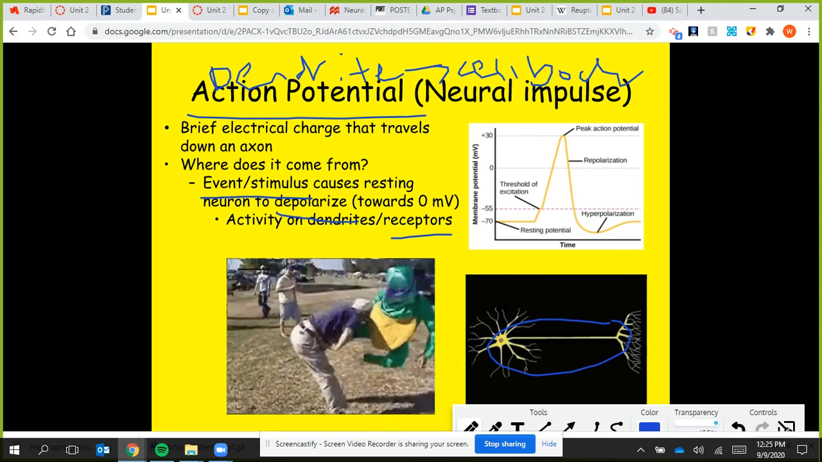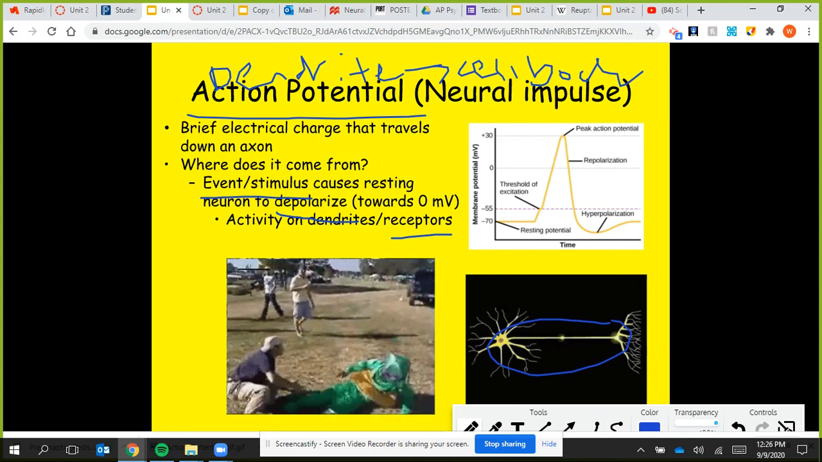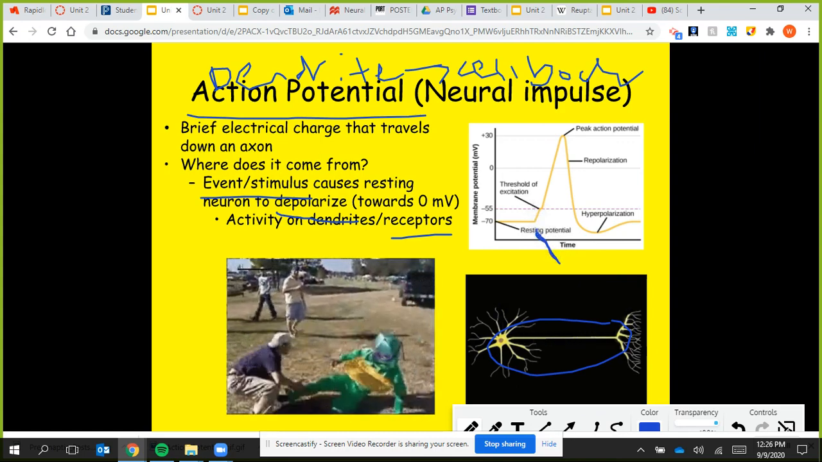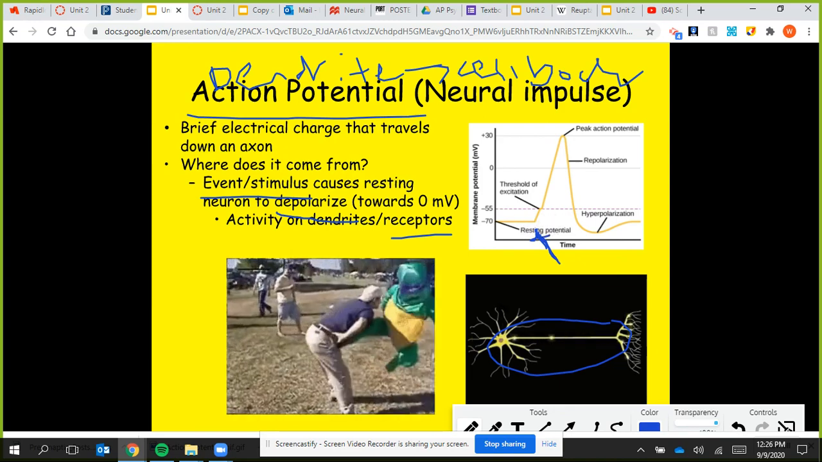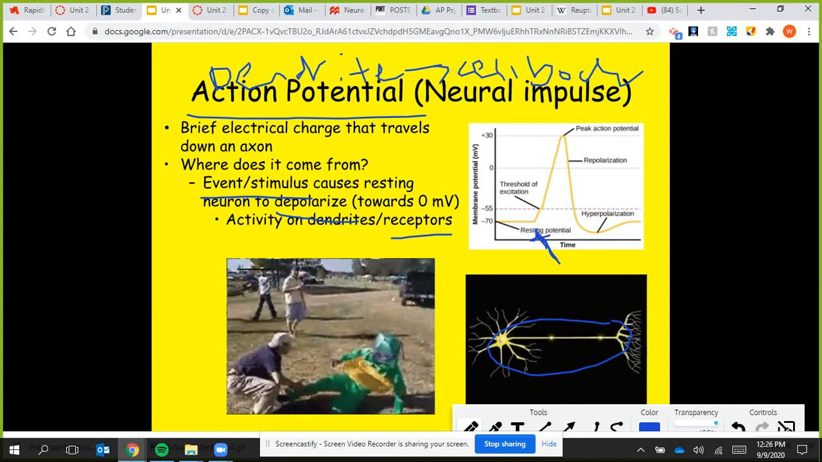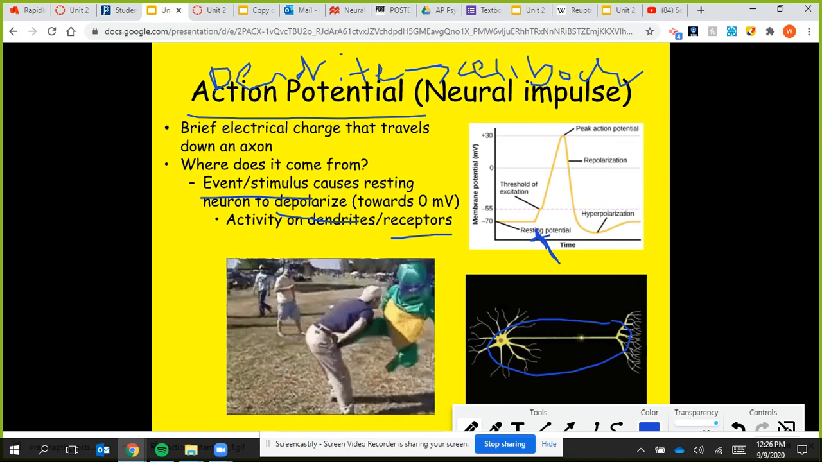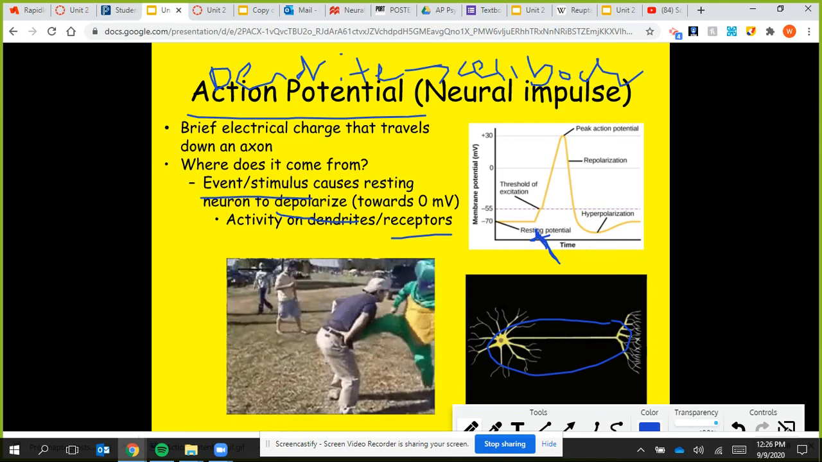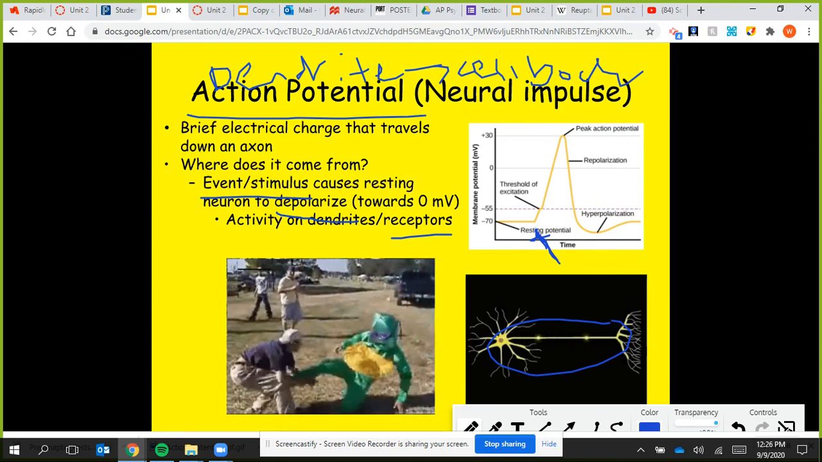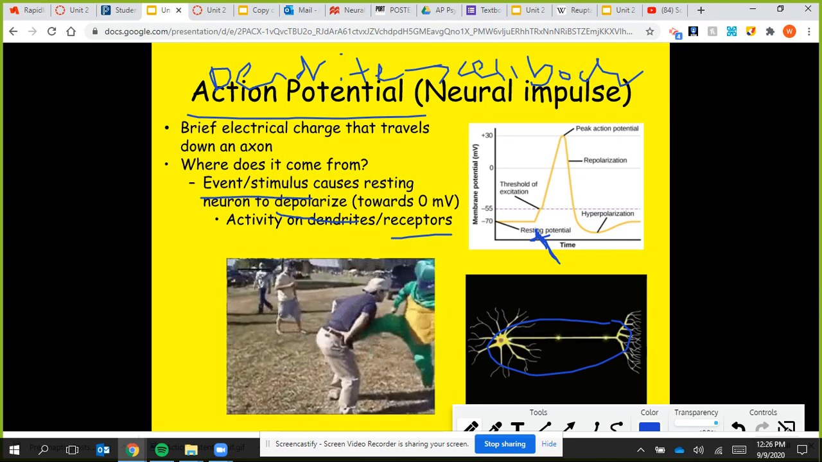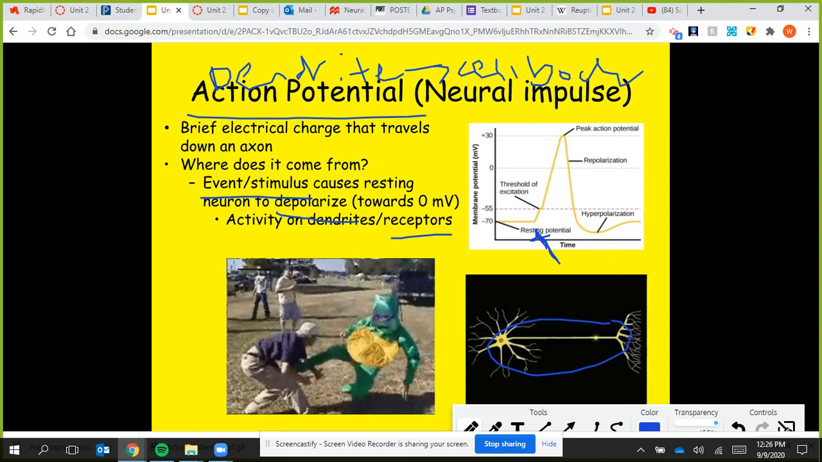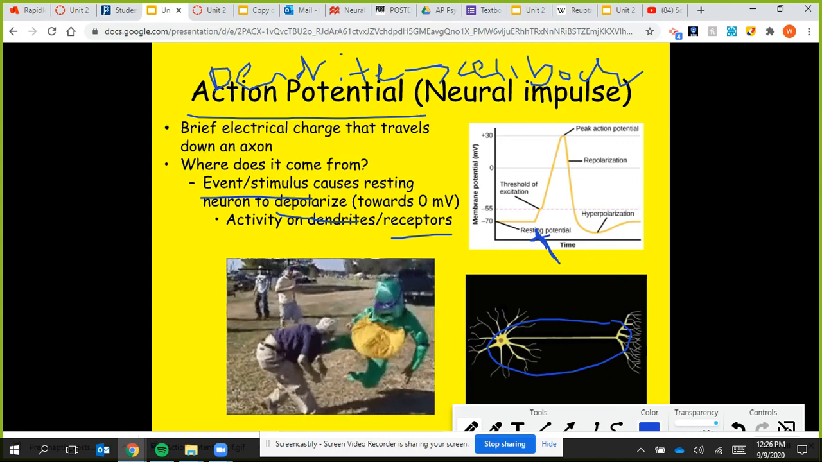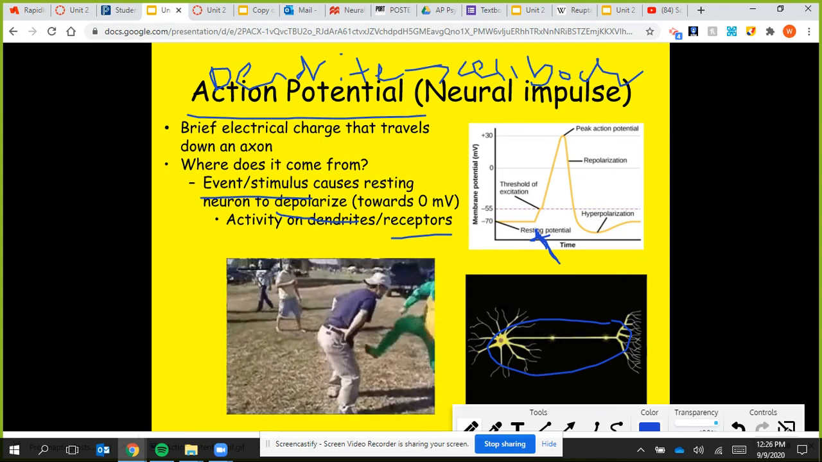You can see here the neuron is resting, and then all of a sudden, right there where it starts going up, is where this guy gets kicked in the nuts. That's the event or the stimulus that activates those neurons and takes a resting neuron with resting potential into the possibility of firing. So an action potential occurs when a neuron starts to depolarize. Any questions here before we get into how this happens?